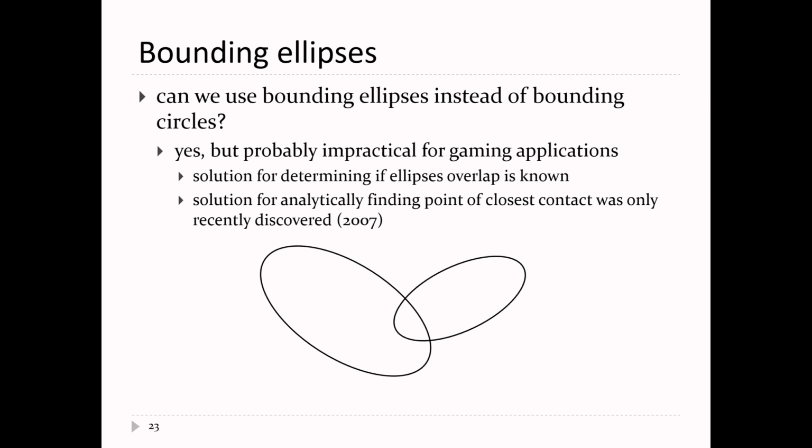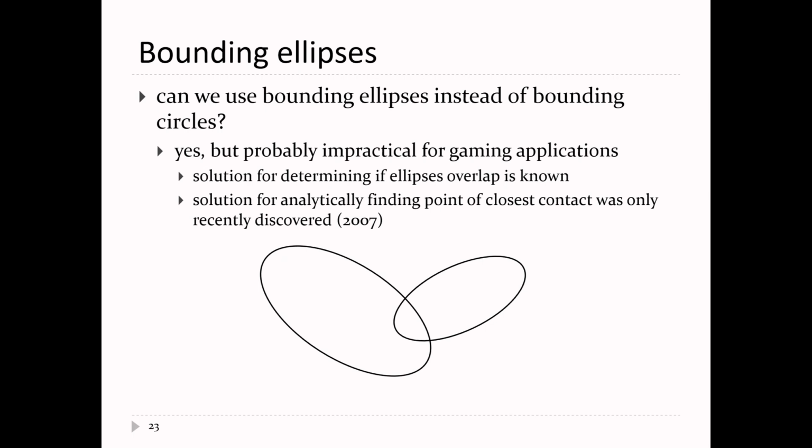Right? You might want to use an ellipse because, again, instead of having a circle around an object, you might have a very elongated object, in which case an ellipse would be a better fit, possibly a better fit. Right? So can you use ellipses? The answer is yes, you in fact can, but it's probably impractical for gaming purposes. In 2D, you can do it.